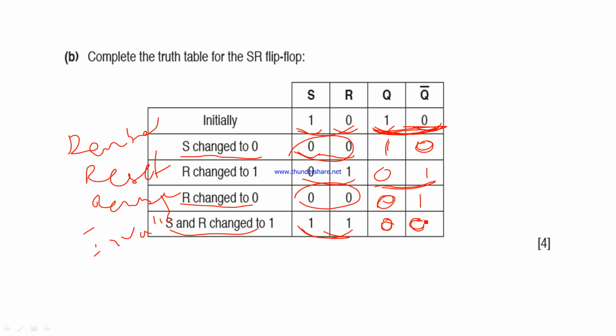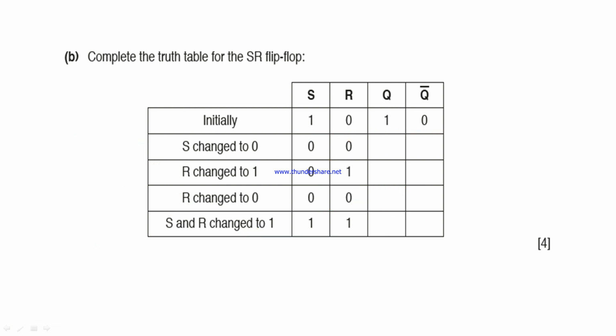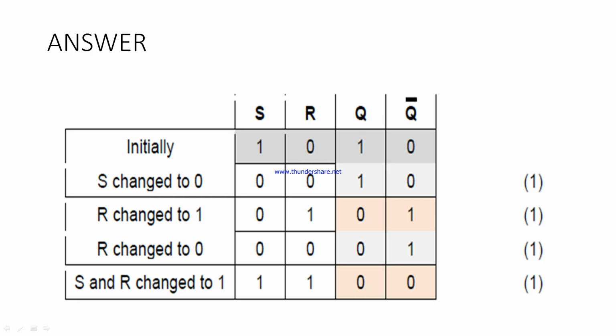Okay, so let's look at the answer. It was not difficult. Let's have a look at the answer now. Yes, you can see that S and R were given, and Q and Q dash as initial state were given. So when S and R is 0, 0, what do we call this? We call that remember state. So remember means you keep Q and Q dash the same.